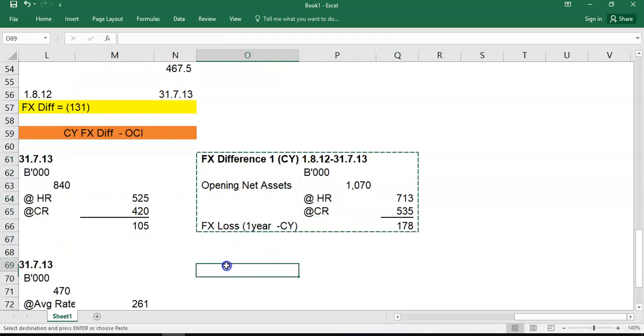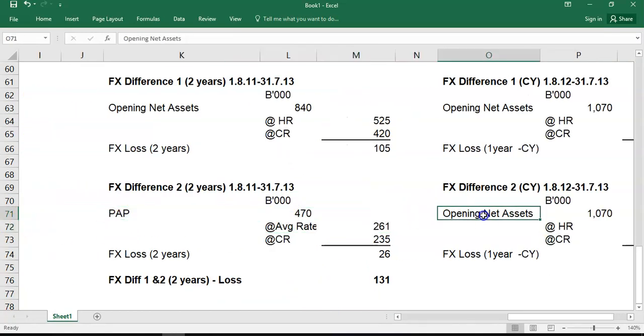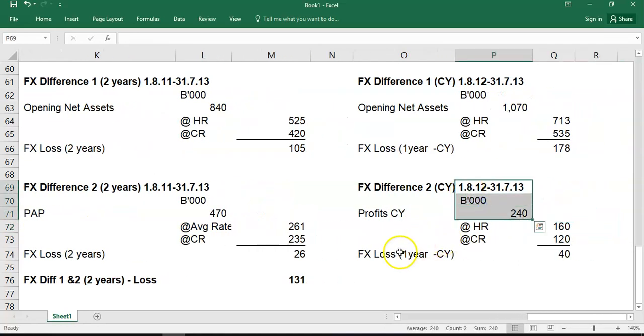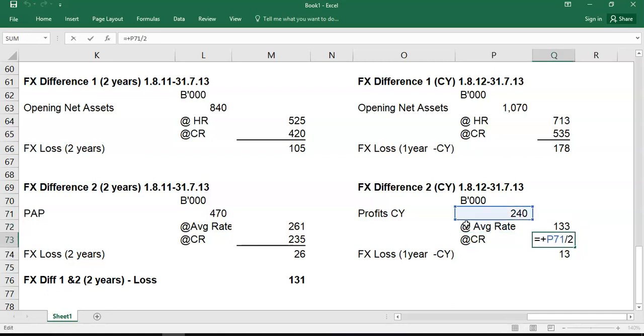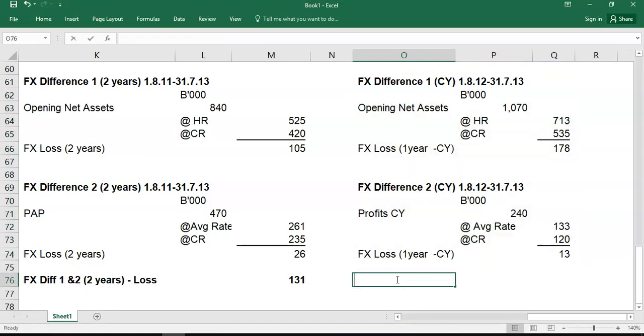Same logic, your FX difference 2 for the current year. You're going to look at your profits for the current year, which is just 240, because you're only looking at one 12-month period. And the average rate here, it actually doesn't change because it has been the same. The average rate was 1.8, 240 divided by 1.8, and the closing rate is 2. That doesn't change. So we're not looking at 2 years now, we're only focused on 1 year, and the FX difference 1 and 2 for current year, that'll be important for the P&L, is 178 plus 13. So that should be 191, just allow for rounding. So we'll keep it the same as the solution.